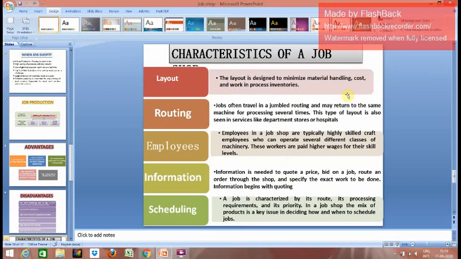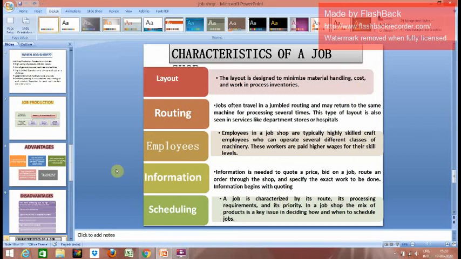Information. Information is needed to quote a price, bid on a job, route an order through the shop, and specify the exact work to be done. Information begins with the quoting only. Scheduling. Last but not the least, scheduling. A job is characterized by its route, its processing requirements, and its priority. In a job shop, the mix of the products is a key issue in deciding how and when to schedule the jobs.